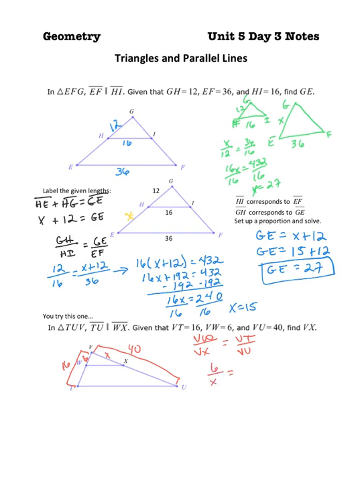6 over X equals 16 over 40. 240 equals 16x, and 240 divided by 16 is 15. 15 equals x. That's just one of the many proportions you can set up. There's so many you can set up. You could do VX over VW. You could do VX over VU.